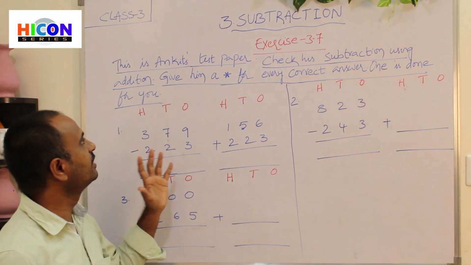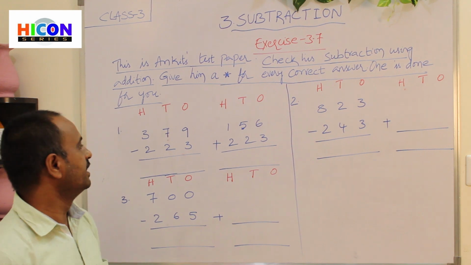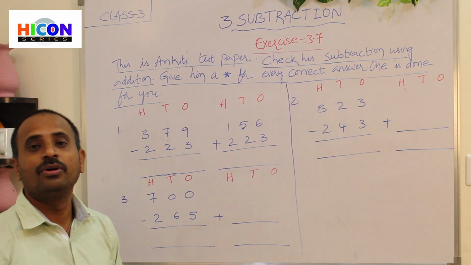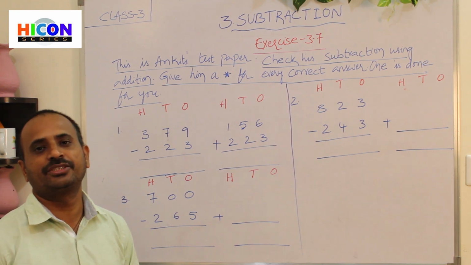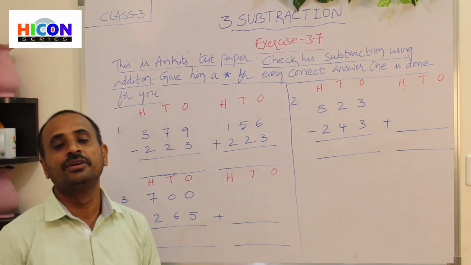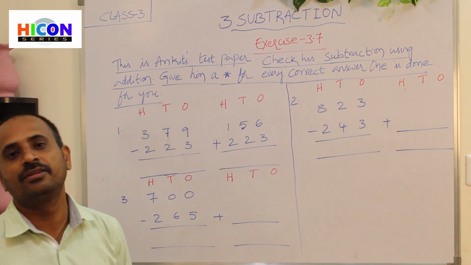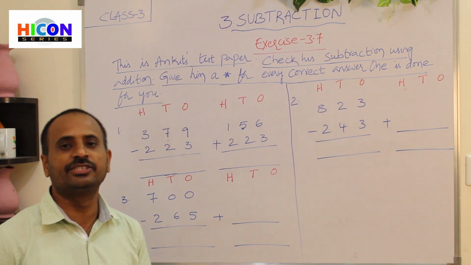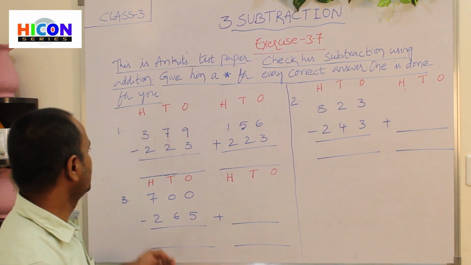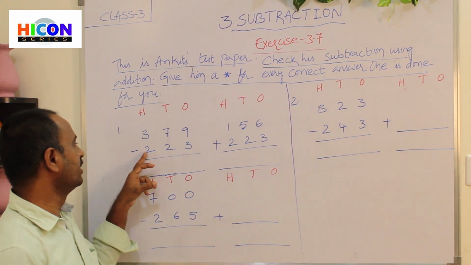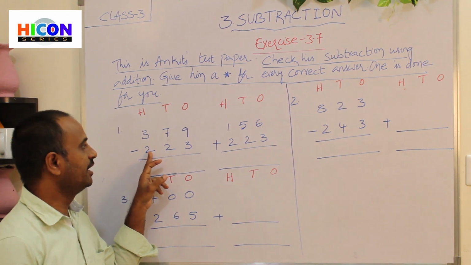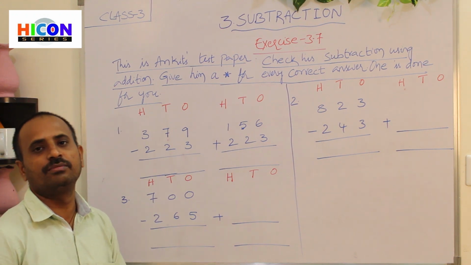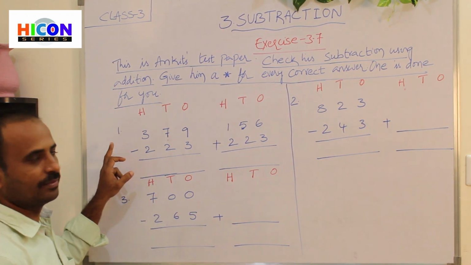This is Ankit's test paper. He has done some subtractions. Now we have to verify his subtraction. That means we have to check his answer, whether his answer is correct or not. So how can we check his answer? We can check his answer by using addition. So now let us see the first problem. The subtraction is given, and how to check his answer is also given in the first problem as an example. So first see the first problem.